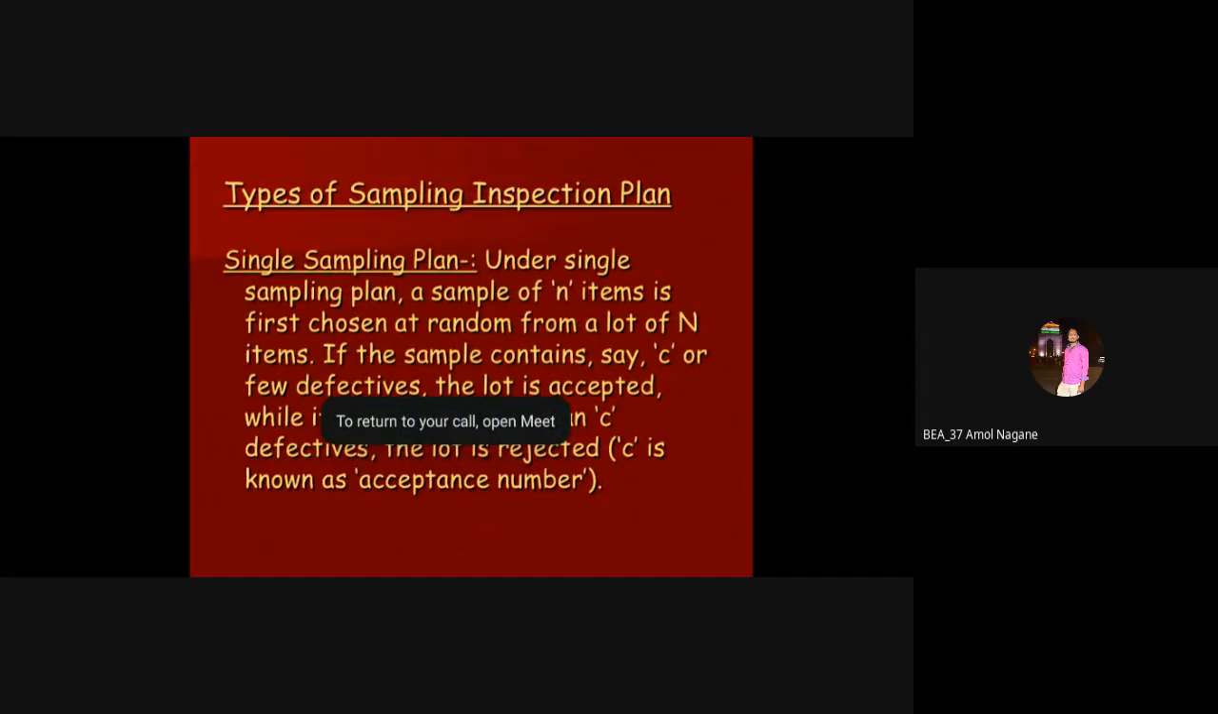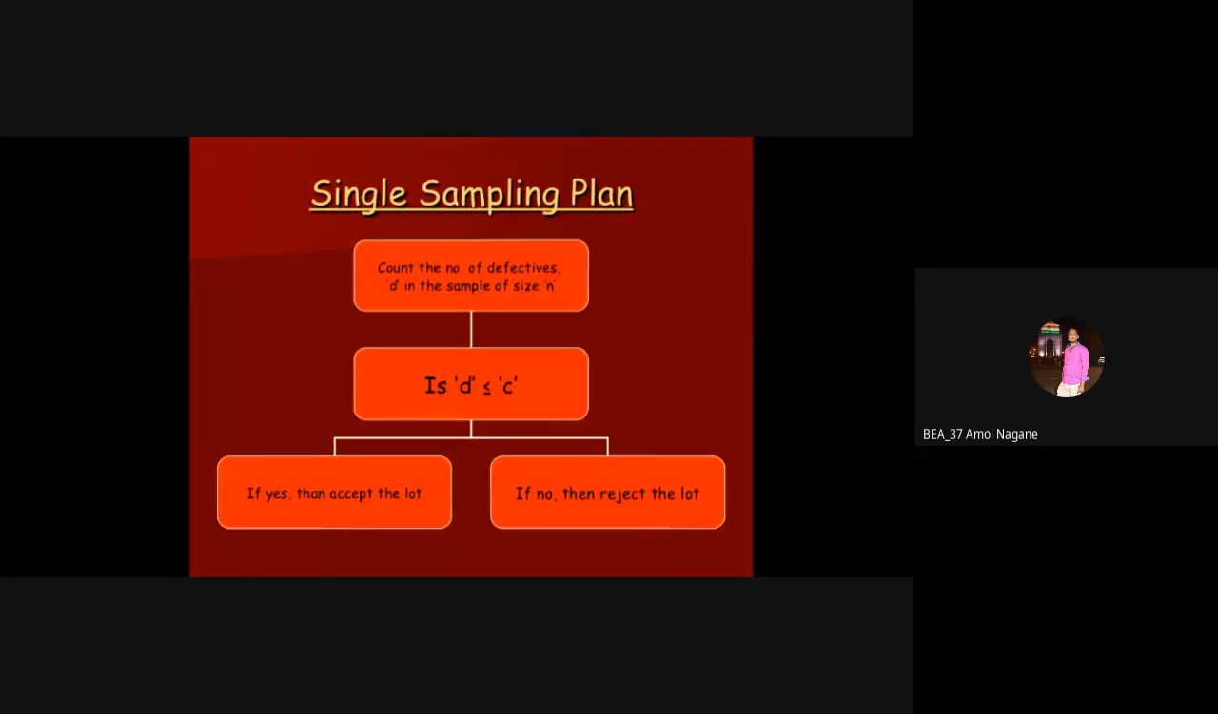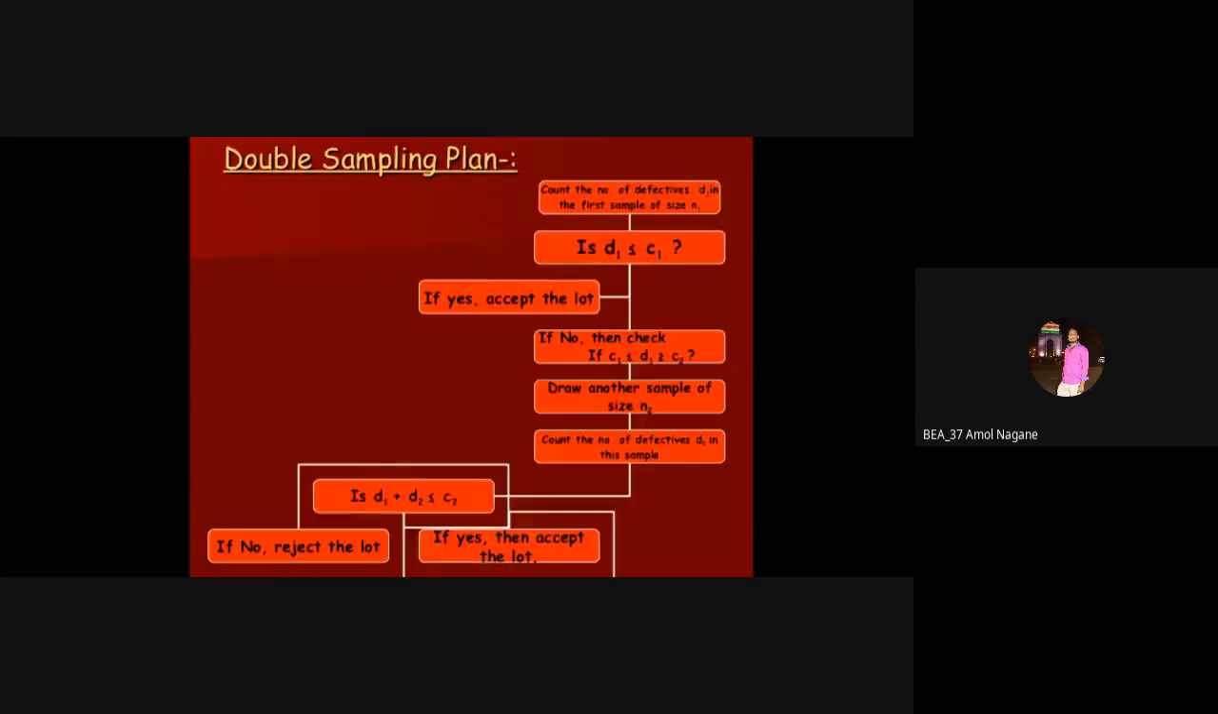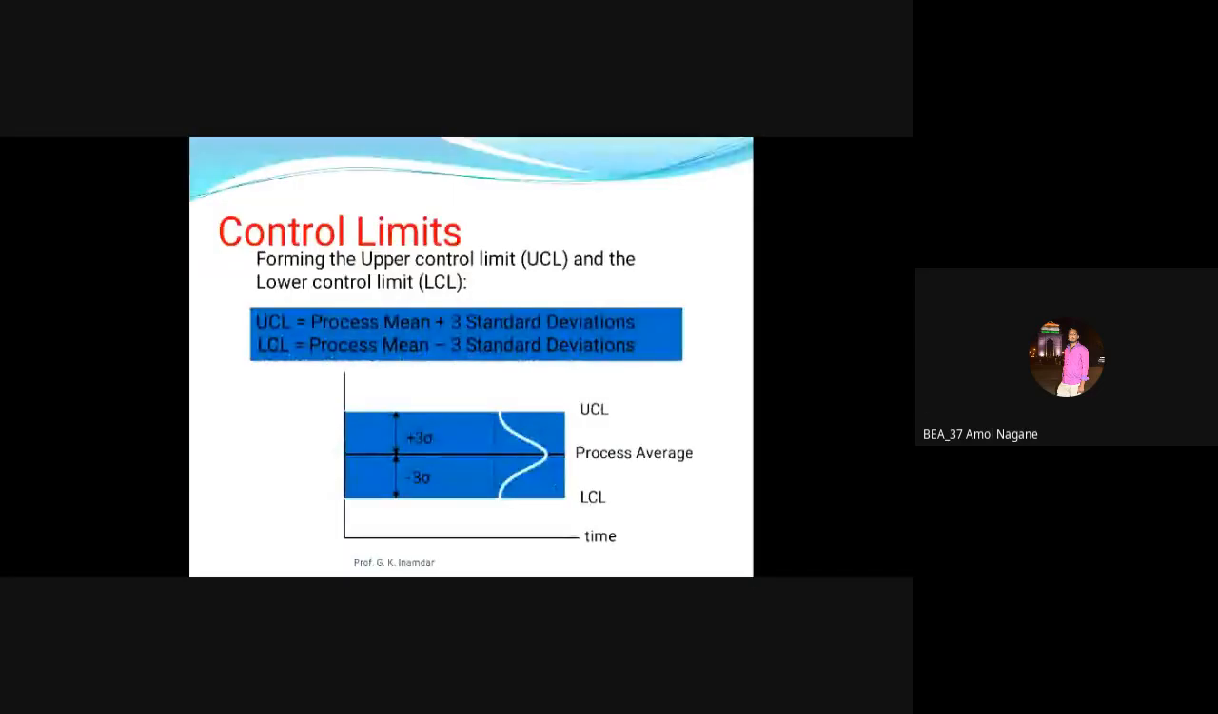Now, the next point is the types of sampling. There are two types: single sampling plan and double sampling plan. A third type, multiple sampling, is also there.